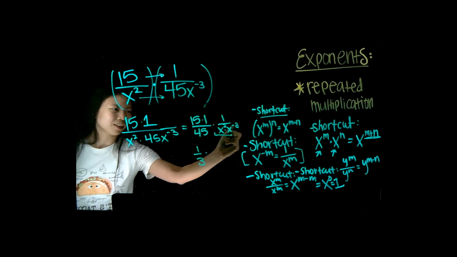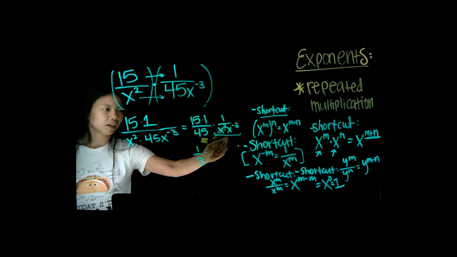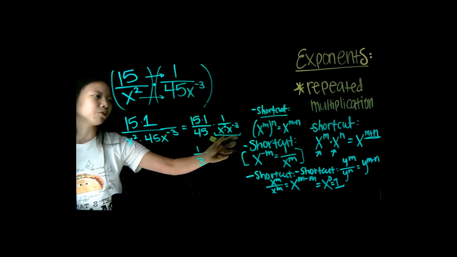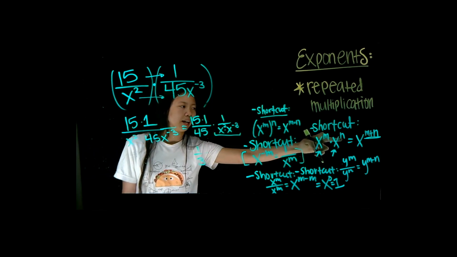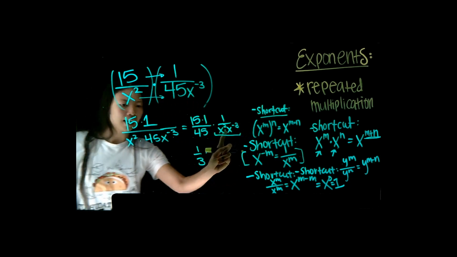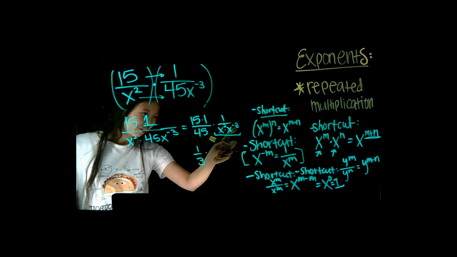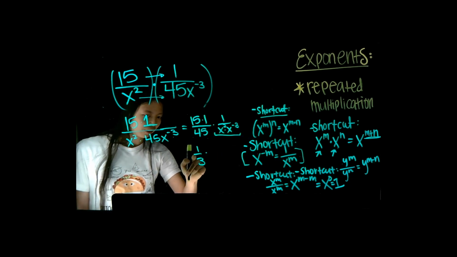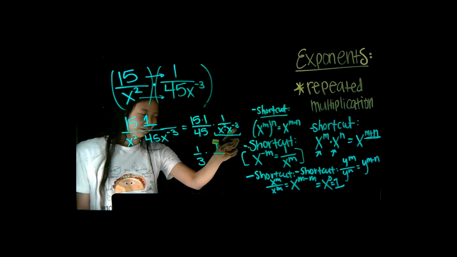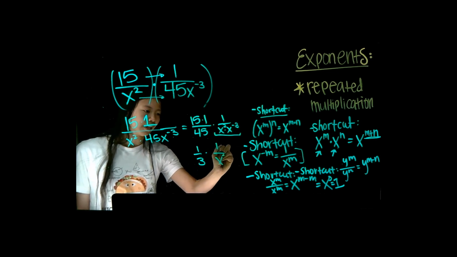If I look at just this part of my denominator, x squared times x to the negative third power, I can use my shortcut where I have the same bases. I can just add my exponents. So I can add 2 plus negative 3, which gives me negative 1. So I can rewrite this as 1/3 times 1 over x to the negative first power.